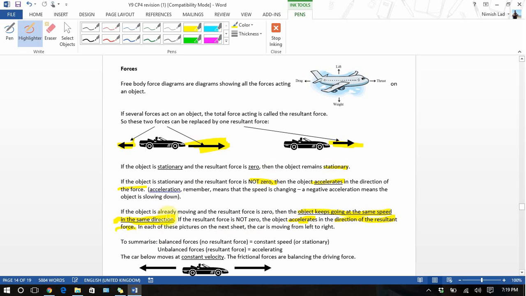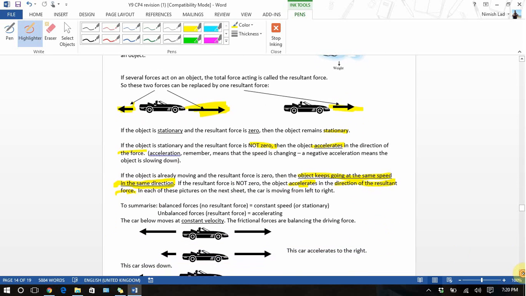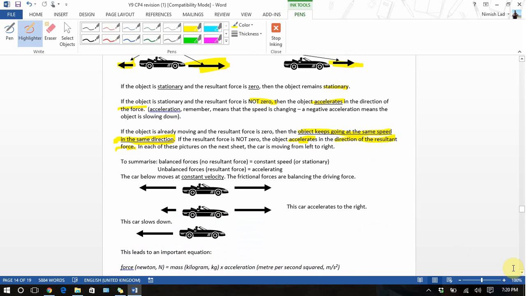Okay, in each of these pictures on the next sheet, so that's just below, the car is moving from left to right. So to summarize, balanced forces, no resultant force, constant speed. Unbalanced forces, resultant force, accelerating. So sorry, the car below is moving at constant velocity. Frictional forces mean that it's balanced. This one accelerates to the right. This car is slowing down.